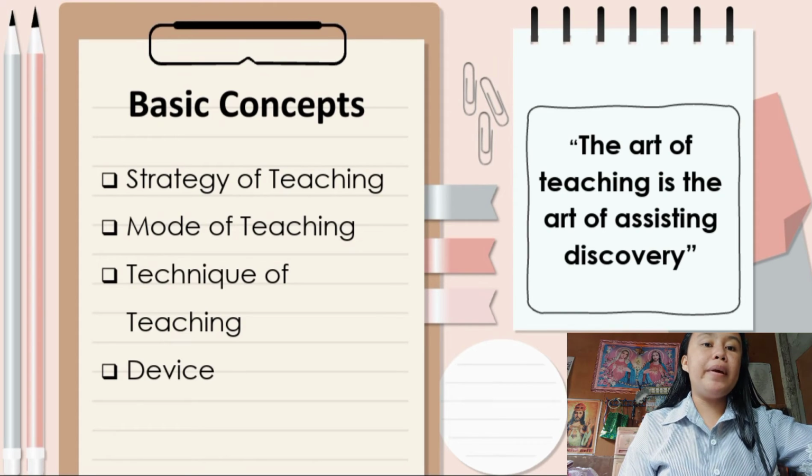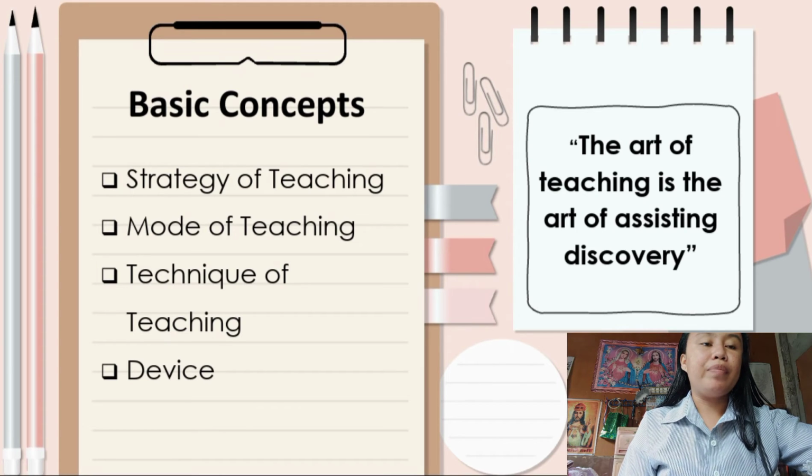So, first, the basic concepts of learner-centered teaching. There are four basic concepts. First, the strategy of teaching. Second, the method of teaching. Third, technique of teaching. And the last is the device. So, the strategy of teaching means the art of using a psychological plan in order to increase the probabilities and favorable consequences of success and to lessen chances of failure.